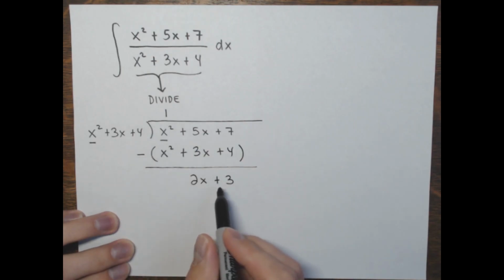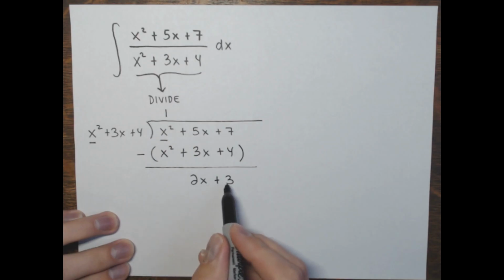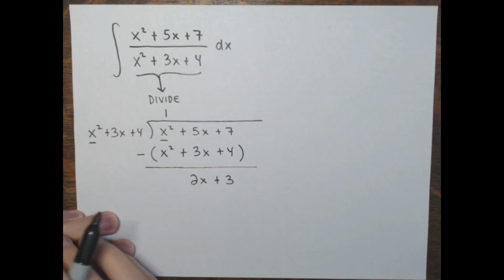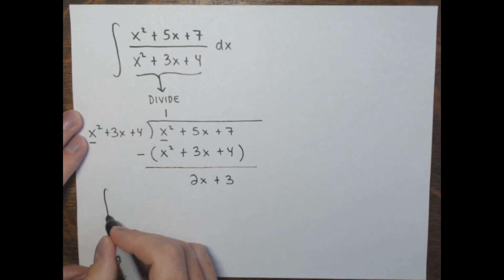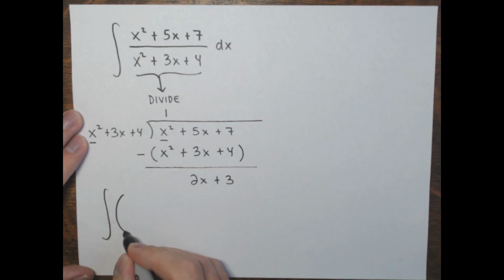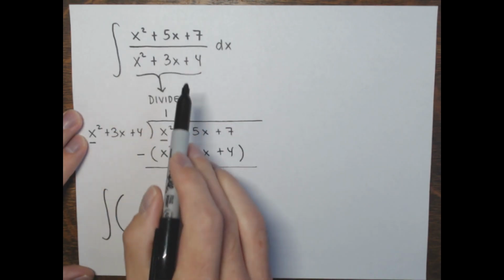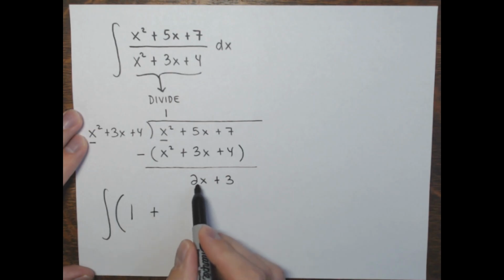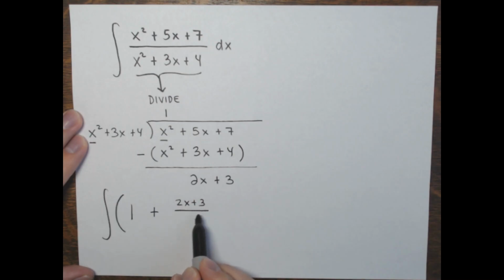And I'm done. This is the remainder, right? The degree of this is smaller than the degree of the divisor. So now my integral looks like this. I'm rewriting this fraction as 1 plus this remainder, 2x plus 3, over the divisor, over the original denominator, x squared plus 3x plus 4.